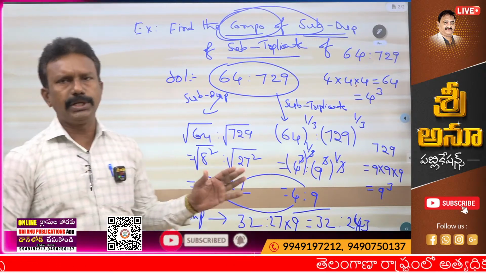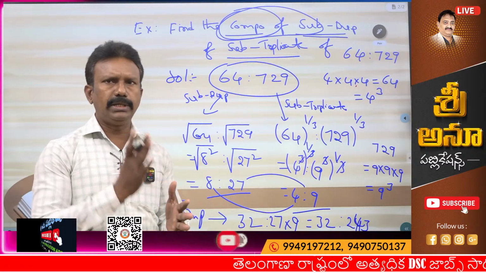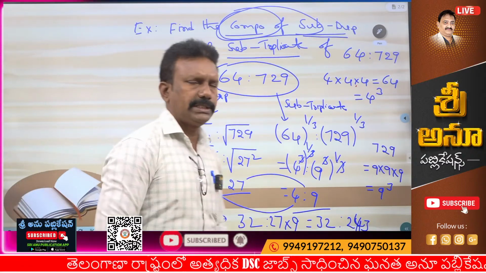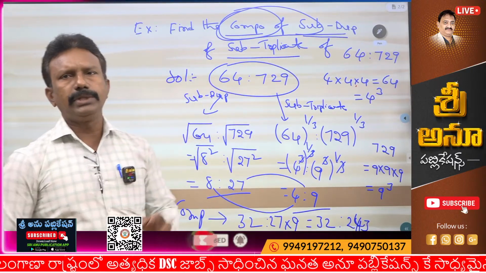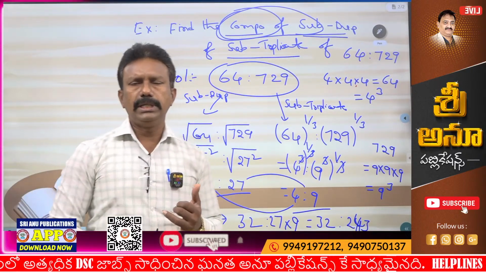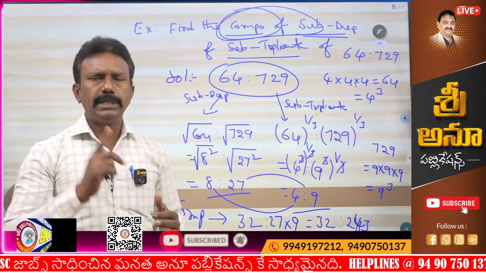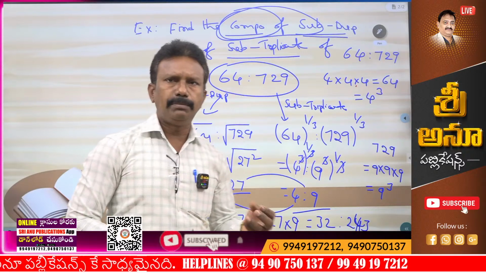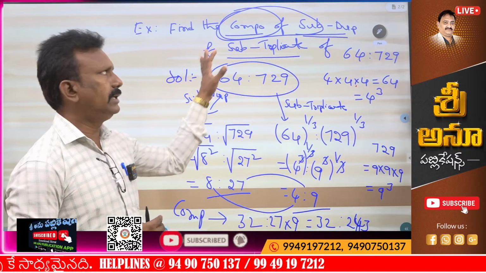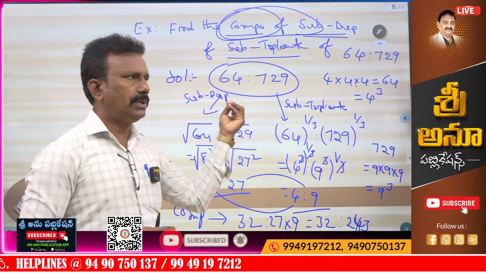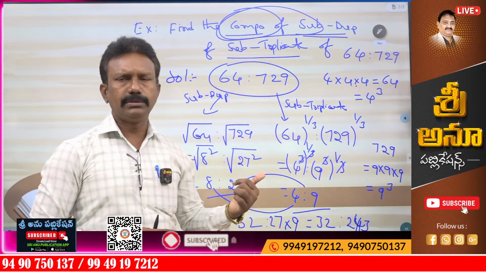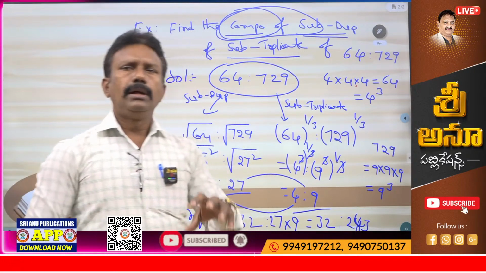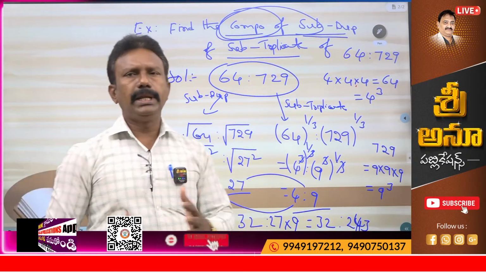It is the compound ratio of the given ratio, subduplicate and subtriplicate of 64 is to 729. Yes, it is the best example. So it is related to three concepts: compound ratio, subduplicate ratio, and subtriplicate ratio, friends. And one more important concept is there, proportion. Yes, that is only the concept of ratio and types of ratios. The next important concept is proportion and types of proportions and related examples.